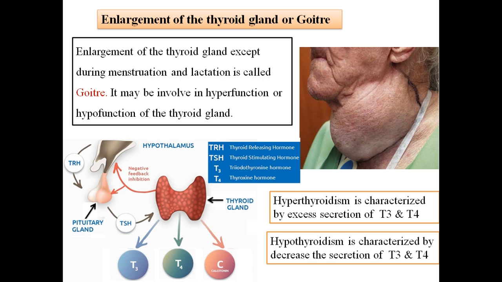Hyperthyroidism is characterized by excessive secretion of T3 and T4 hormones. It is commonly seen in Graves' disease. The antibodies stimulate the thyroid stimulating hormone by the influence of the pituitary gland. This gland is easily palpable and moves upwards on swallowing because the gland is attached to the trachea.